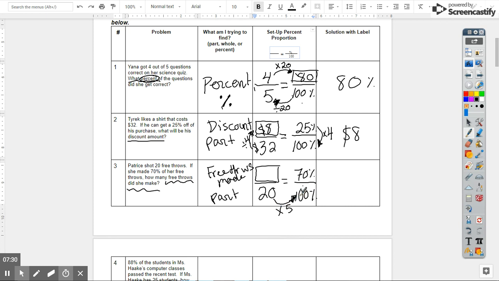And so since we're going this direction to get here, if we're going the opposite direction, we're going to divide by 5. Because we're going different directions, we use different operations. So 70 divided by 5. Well, 5 goes into 7 2 times. There's a remainder of 2. Then 5 goes into 20 4 times. So this is 24 free throws.